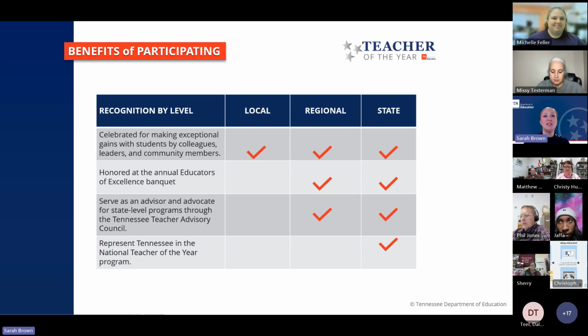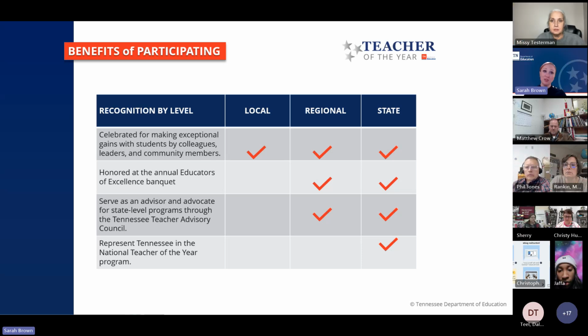So if you're named as the Tennessee Teacher of the Year, you'll have the opportunity to represent Tennessee in the National Teacher of the Year program, which includes a year of all expenses paid travel and professional development opportunities with the state teachers of the year from across the country.